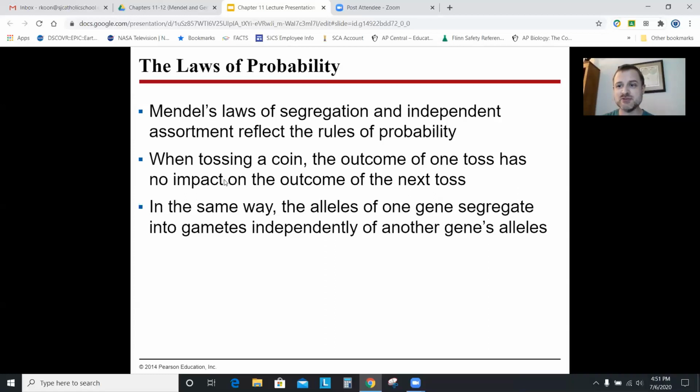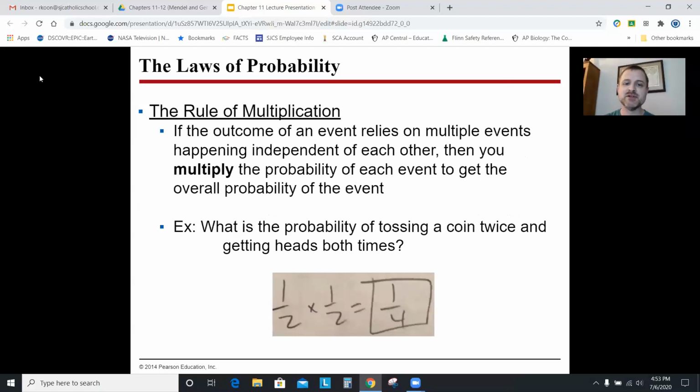There are two laws of probability, the law of addition and the law of multiplication, that if you use them appropriately, can get you the correct answer without doing the Punnett square. So let's do some very easy sample problems involving flipping coins.